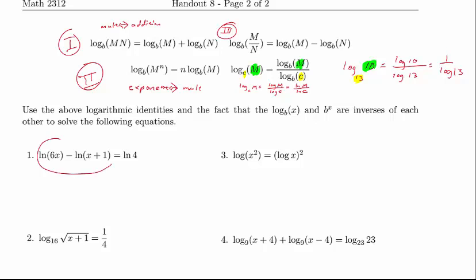So first off, we're going to use one of the rules here. Note that this is the same thing as rule number 3. So we're going to use rule 3, and we're going to turn the subtraction into division. So we'll take the natural log of 6x divided by x plus 1, and that equals the natural log of 4.